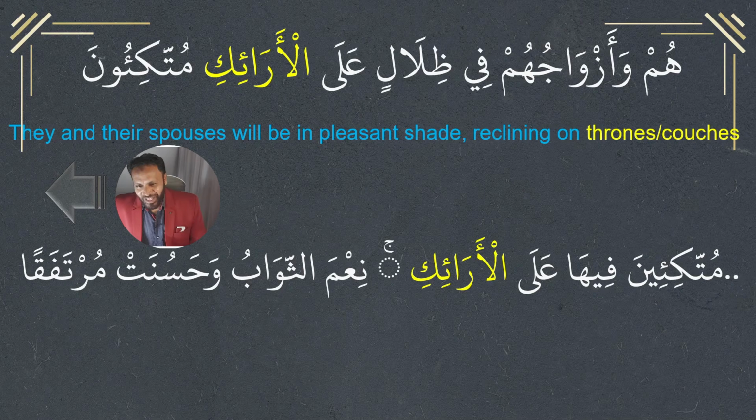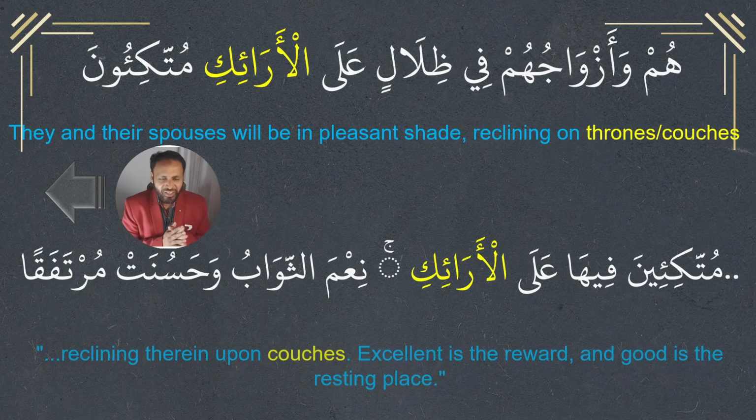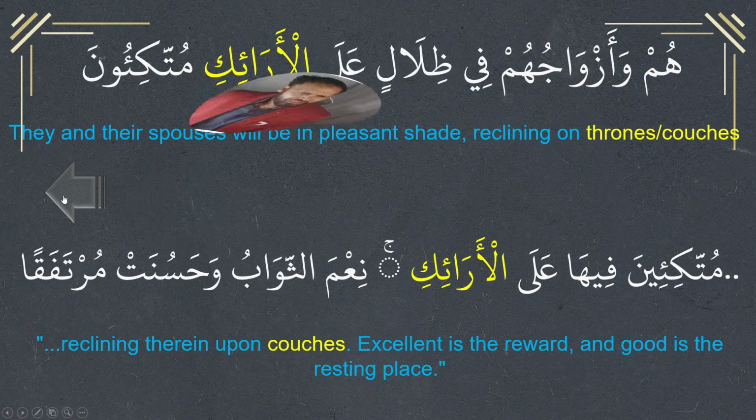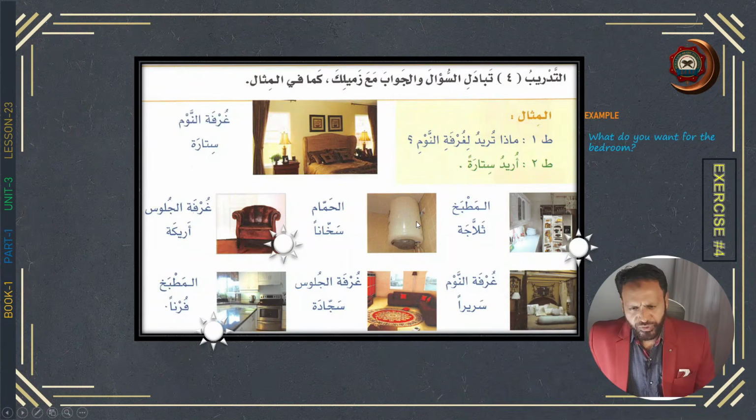Ni'mal thawaba. Now don't translate it as a favor. No. What an excellent reward. Wa hasunat. Wow. And what a beautiful resting place. So that's an amazement statement. Ni'ma, thawaba, hasuna. Ni'ma and hasuna, basically. So reclining upon their couches, excellent is the reward and good is the resting place. How excellent is the reward and how good is the resting place. Right? So that is some history of the word araik, couch.